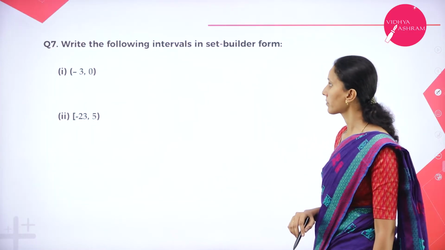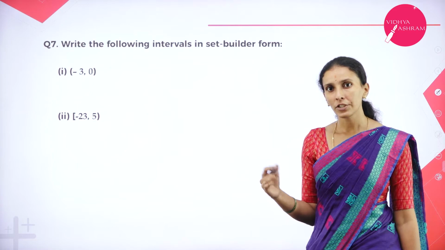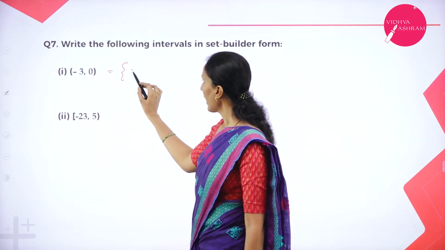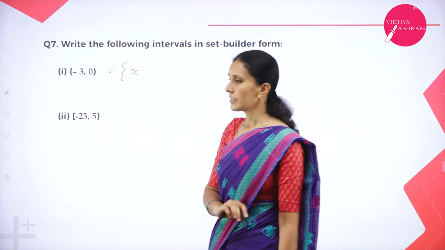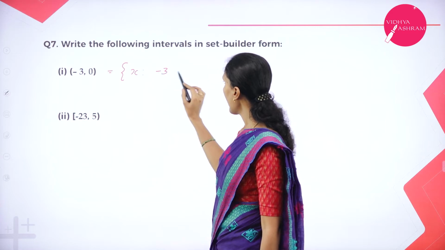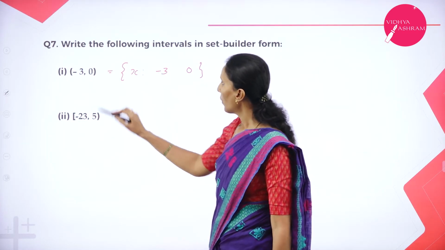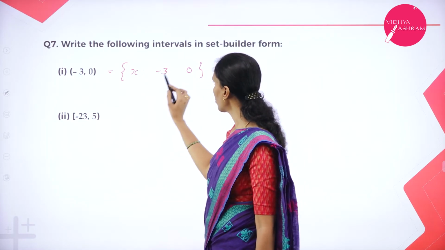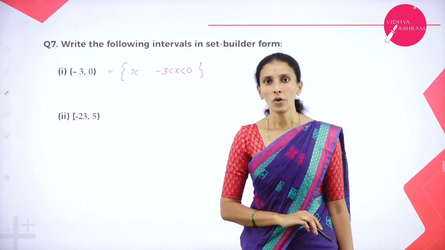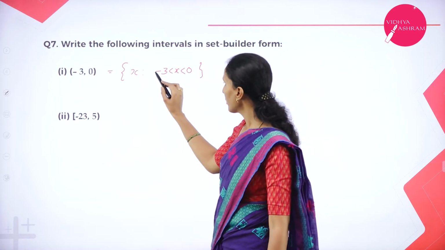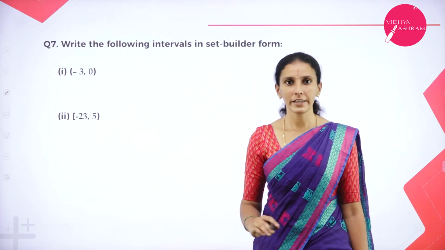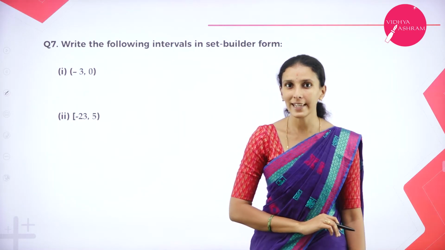Next, we will write an interval in set builder form. When you are writing set builder form, x such that, this is the condition. Now how can I write it? I can write minus 3 and 0. What is the condition? Both are open, so minus 3 less than x less than 0. This is how we are going to write it. And here, what is the condition? x belongs to, here the intervals are given. We are going to convert them into set builder form.